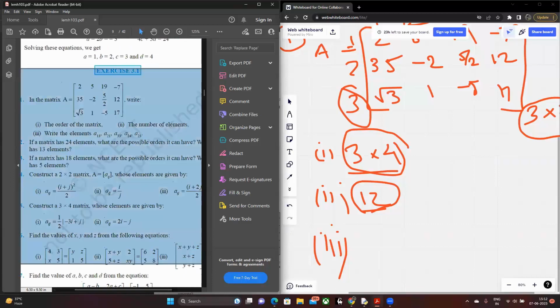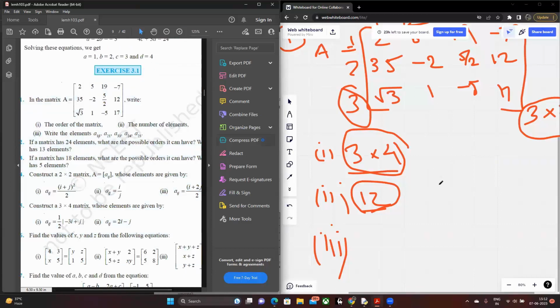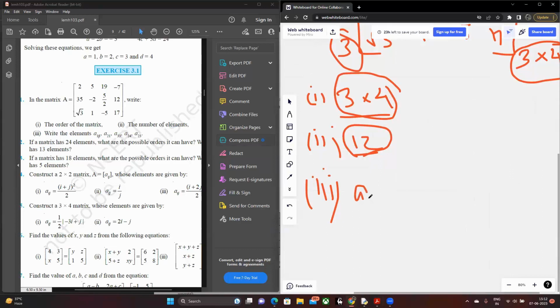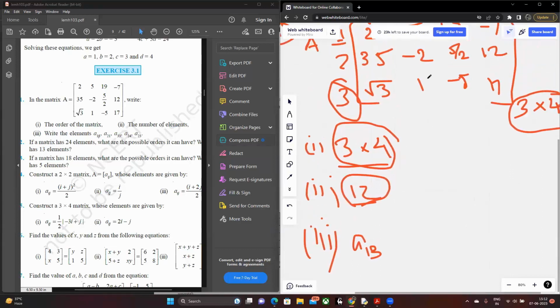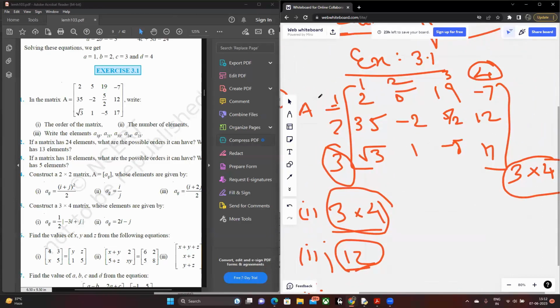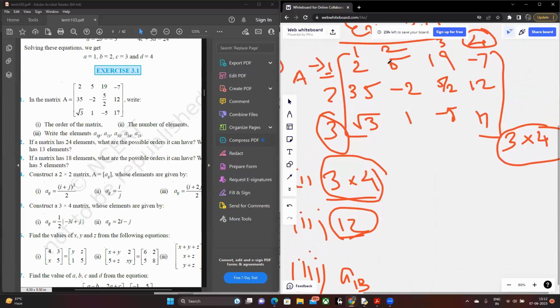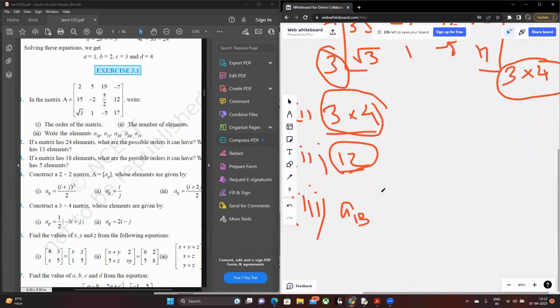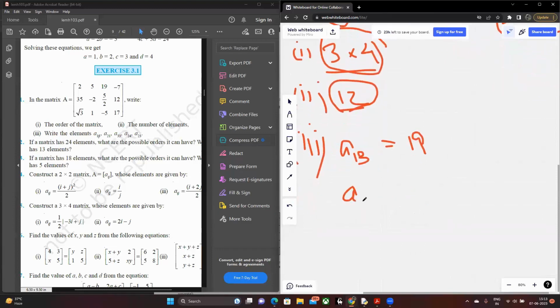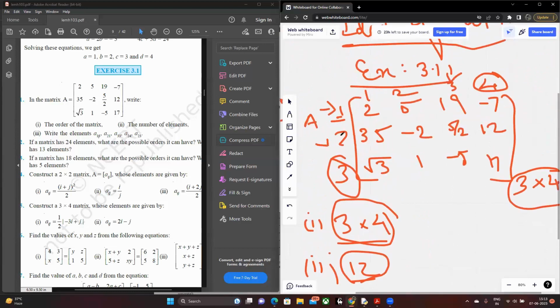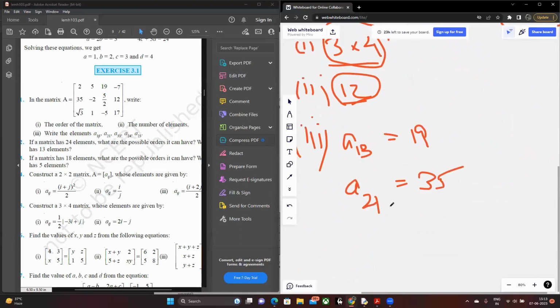Write the elements A13, A21, A33, A24, A23. First of all, A13. Aij is the element in the ith row and the jth column. So A13 is this row and this column, that's 19. Then going to A21, A21 is the second row and the first column, which is 35.